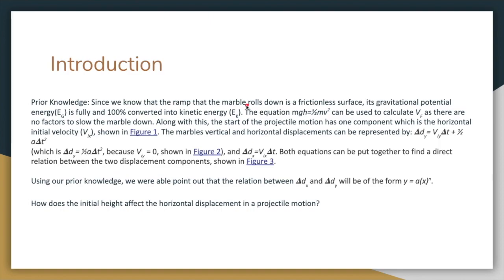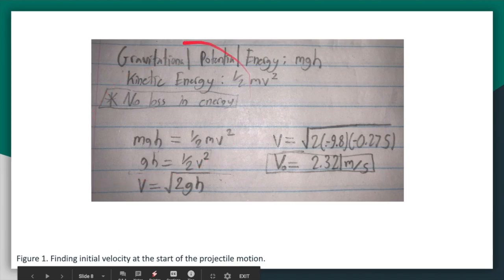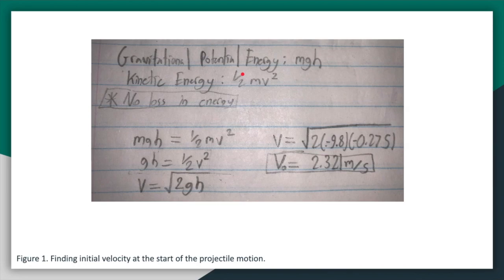So what we know about the lab, prior knowledge, is that the marble rolls down a frictionless ramp. So its gravitational potential energy is fully converted into kinetic energy, and there's no factors to slow the marble down. Based on how the ramp looks, there is no theta value, so the initial vertical velocity is 0, shown over here. This is how everything's converted into kinetic energy.